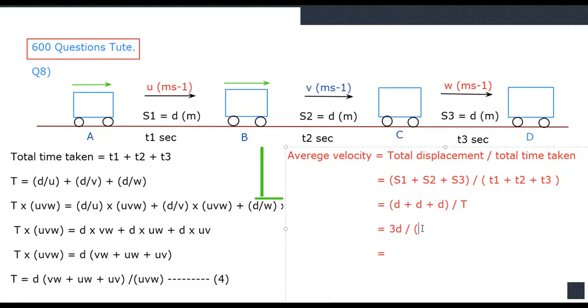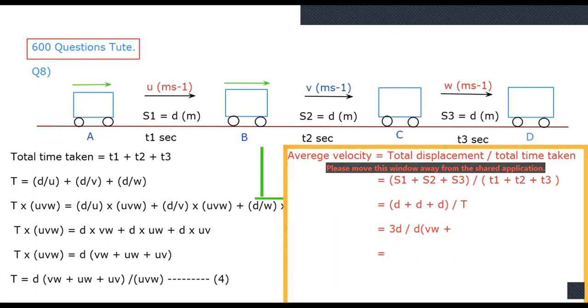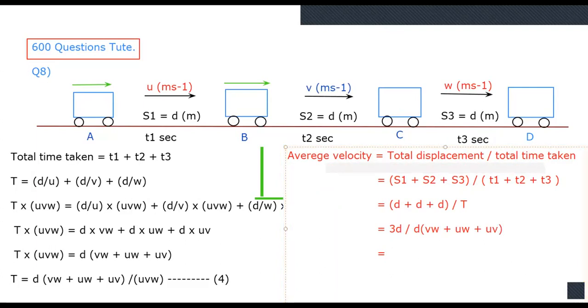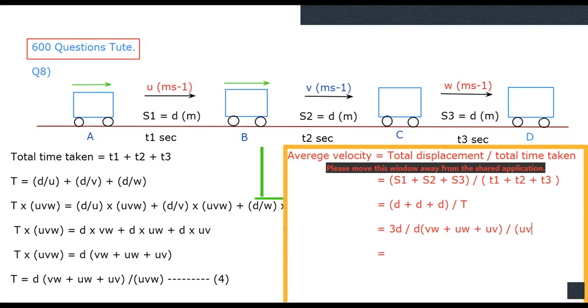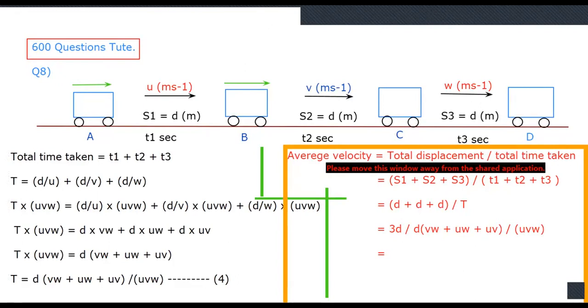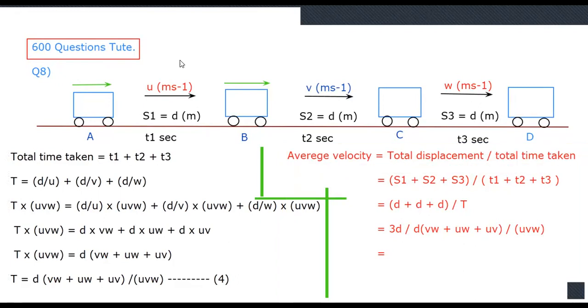We have found capital T as simply D times VW plus UW plus UV, everything divided by UVW. So this is the total time taken. Total time taken is obtained as D times (VW plus UW plus UV) divided by UVW. So how to simplify this here?